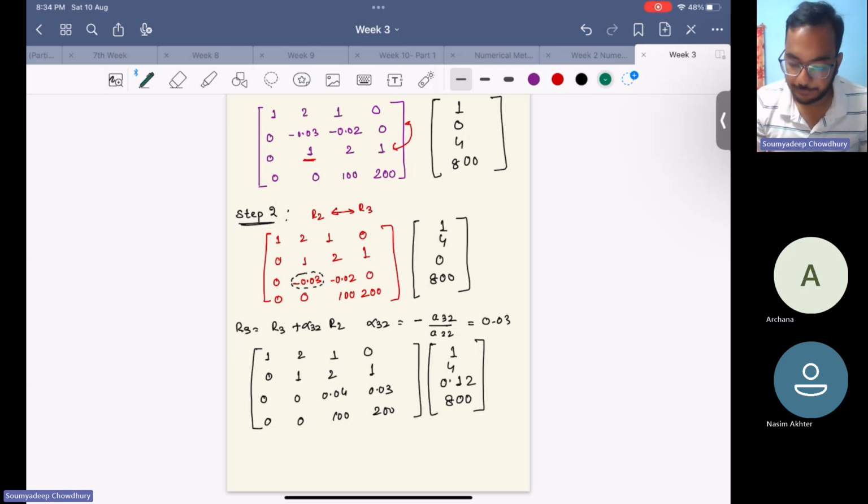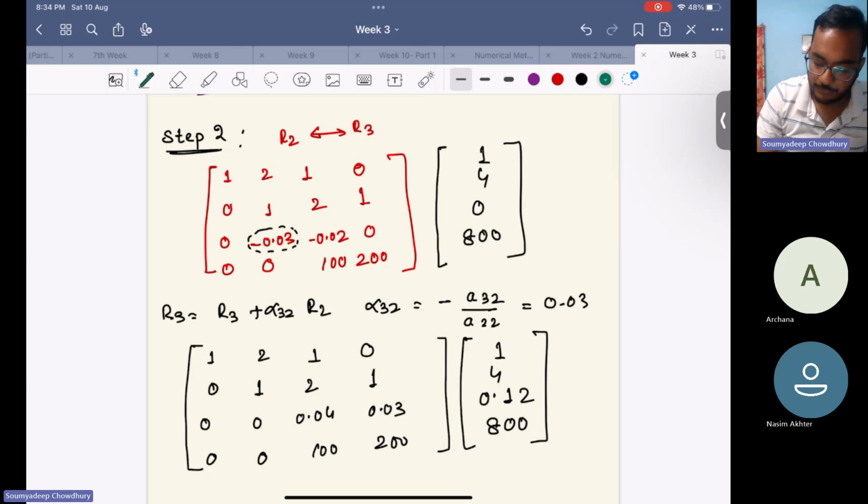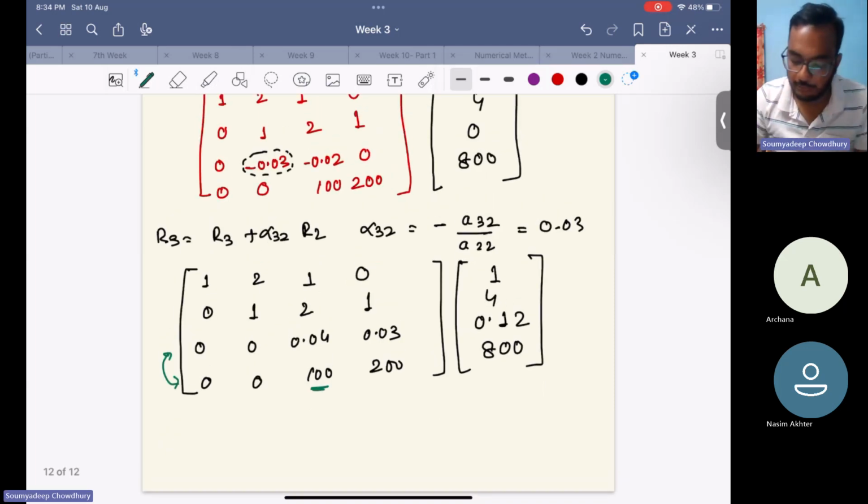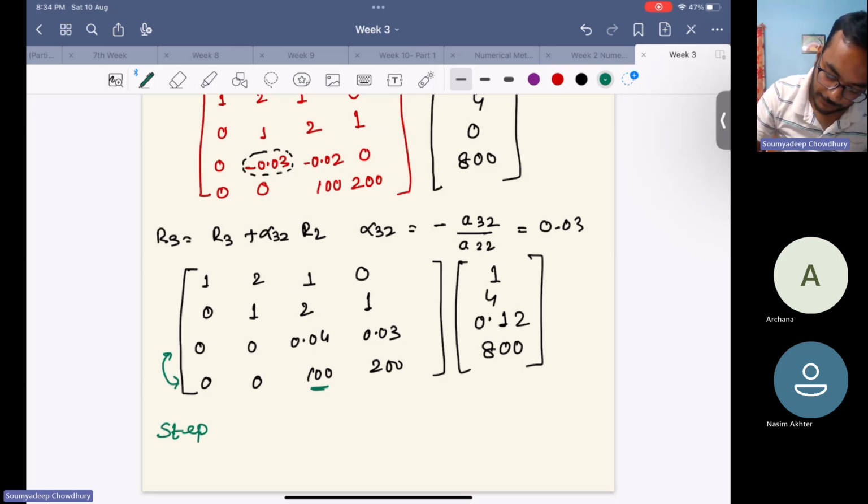So now what we will do is, the second step we have completed. So our job is, two steps we have completed. So we'll see the third column. In the third column, the highest element is 100, right? And it should be in the third row. So here we will exchange these two. R3 will be exchanged by R4.